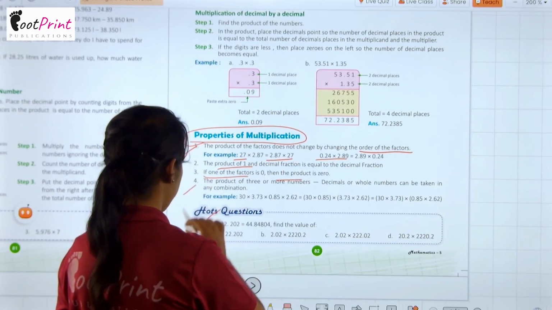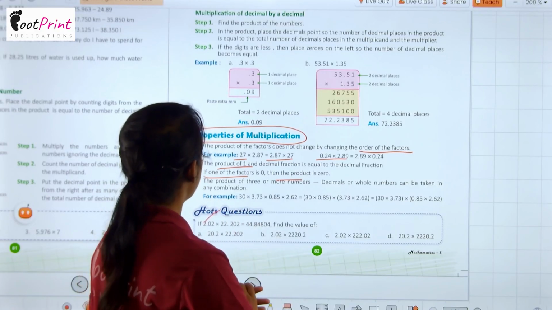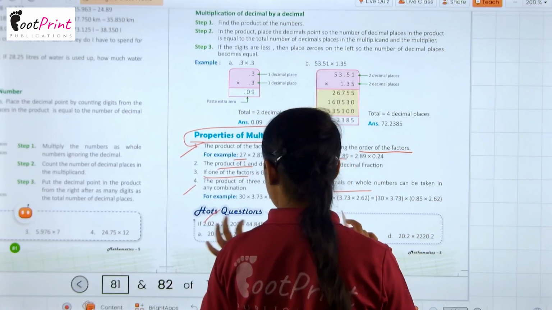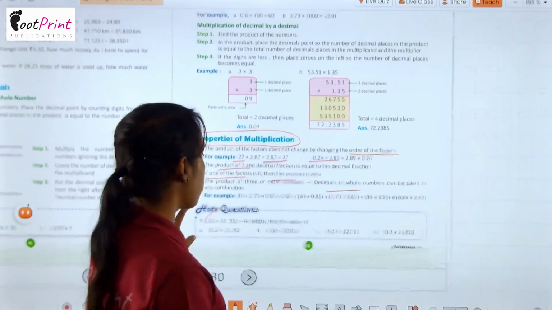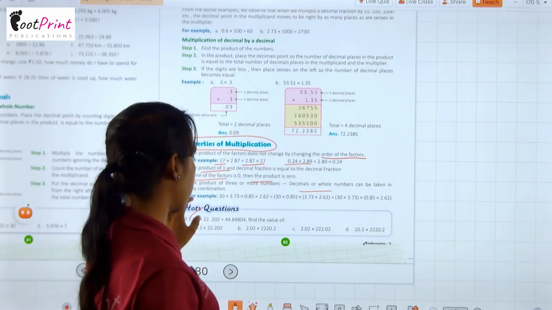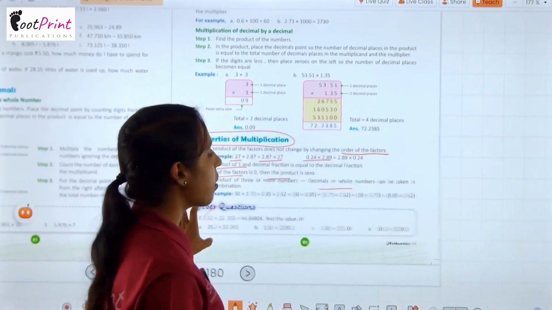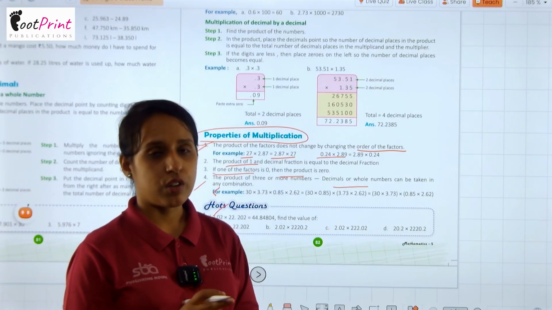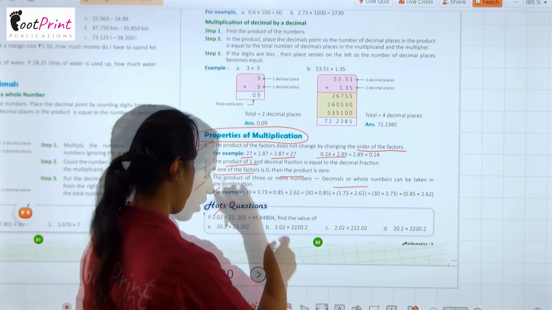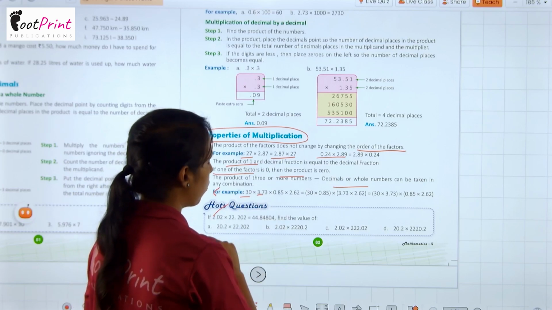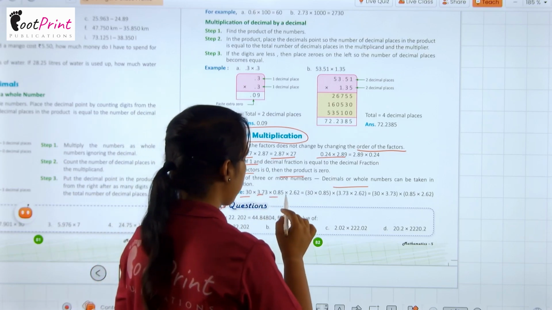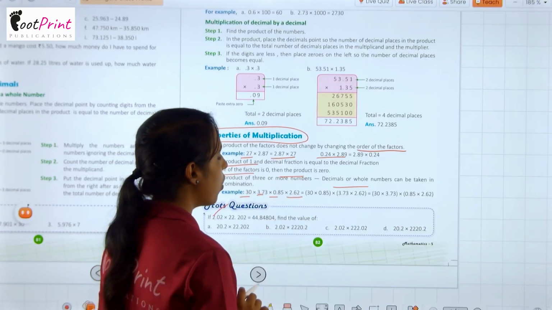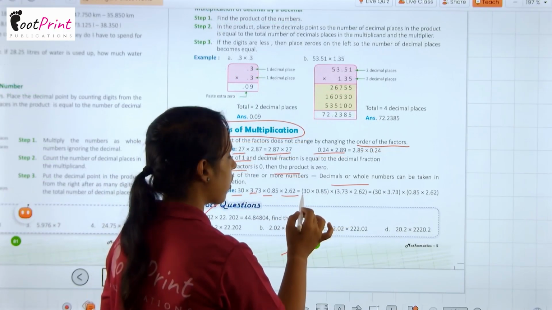Now property number 4, that is the product of 3 or more numbers, decimal or whole numbers, can be taken in any combination. कि हम 3 या 3 से ज़्यादा डेसिमल नंबर्स को मल्टीप्लाई कर रहे हैं, तो उनके हम अलग अलग कॉम्बिनेशन बनाकर भी उनको मल्टीप्लाई कर सकते हैं. जो हमारा प्रोडक्ट आएगा will be the same. 30 into 3.73 into 0.5 into 0.85 into 2.62. Now we can make combinations of these numbers.